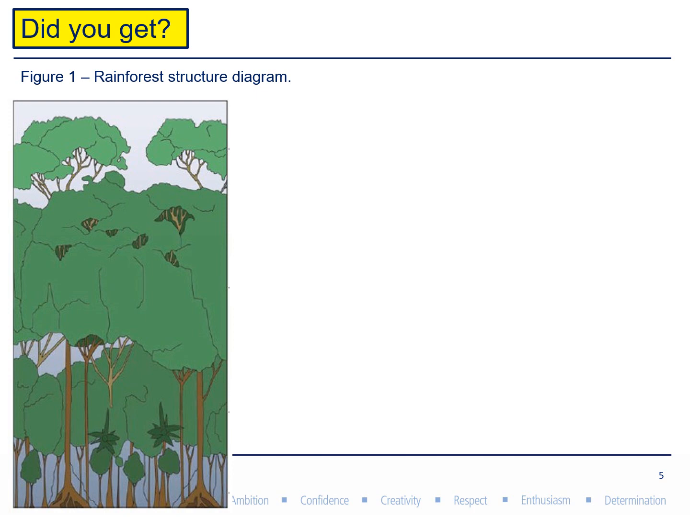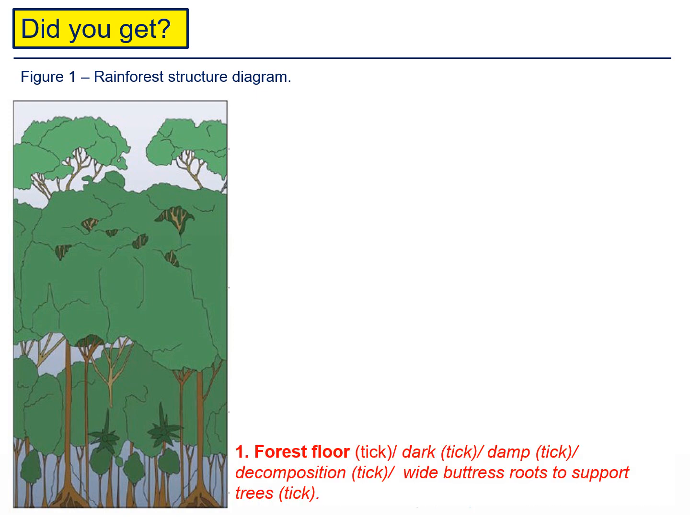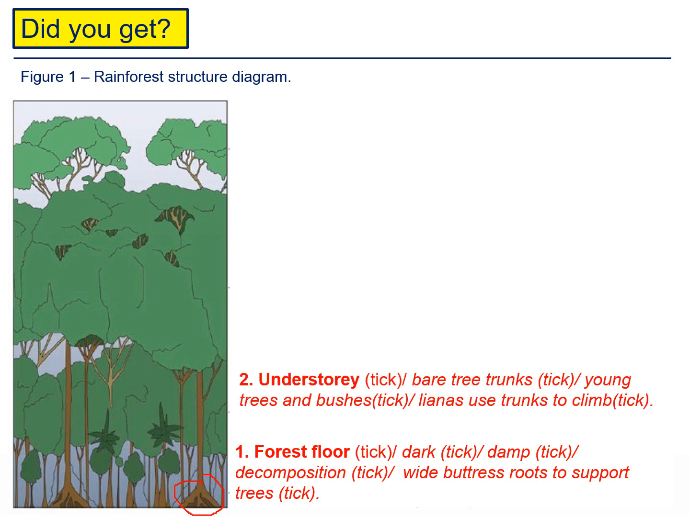Okay guys, get your green pens out, and let's do some corrections or give yourself a tick if you've got any of these. First one is the forest floor. Now it's dark, it's damp, decomposition happens here. You get wide buttress roots, you can see here in the picture, to support the large trees. The understory, this layer here, you get bare tree trunks because they are young trees and bushes, and also lianas use trunks to climb. They're the vines that climb up the trees.